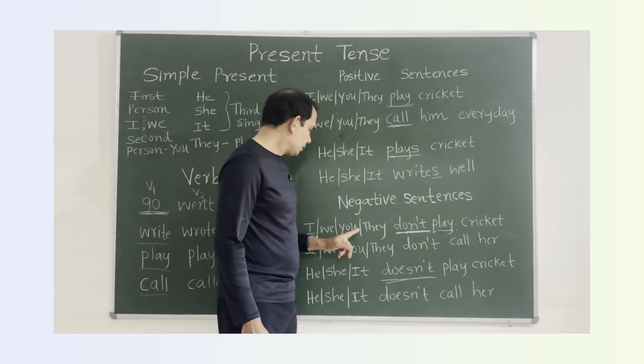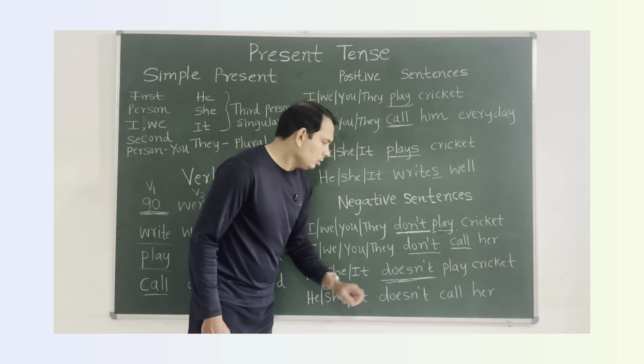You can see here. Moving on to the next example, when the subject is he, she, it, we use the auxiliary doesn't. Here too, we write the first form of the verb after writing the auxiliary doesn't. He doesn't play cricket. The last example here, he, she, or it doesn't call her.